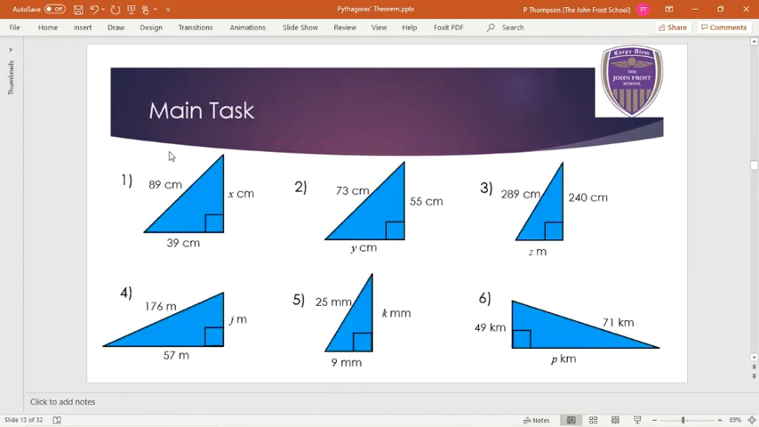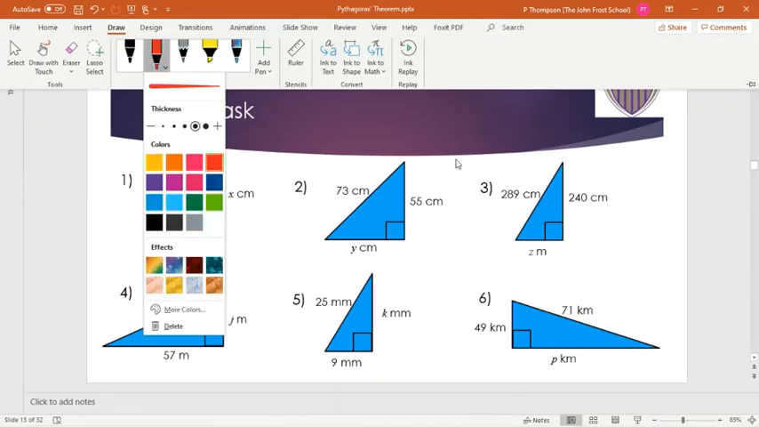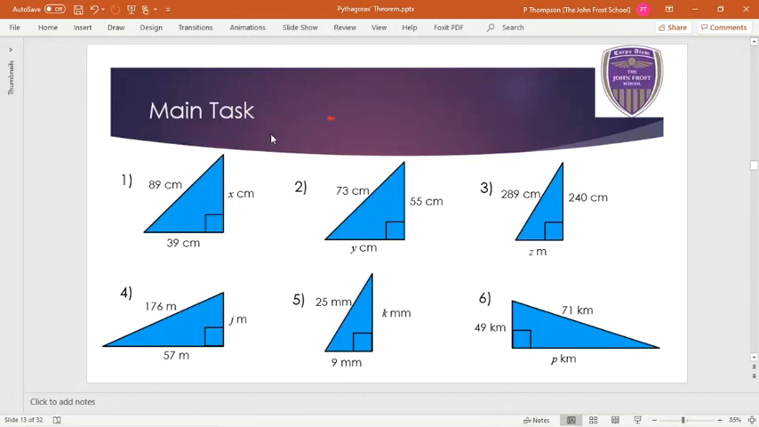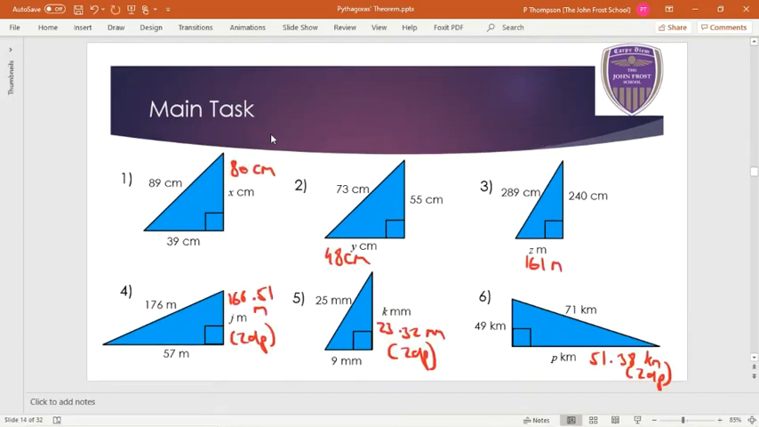So the main task now is here. Pause the video now, have a go, and I will put the answers on the next slide. Make sure this is nice and centered. Have a go at the main task. Once you're done, come back to us. Any answers that are not whole numbers here, round to 2 decimal places, please. Good luck to you. Come back to us shortly. Okay, so here's the answers for the main task. Make sure you mark them by pausing the video, and then let's get on to the checking question.